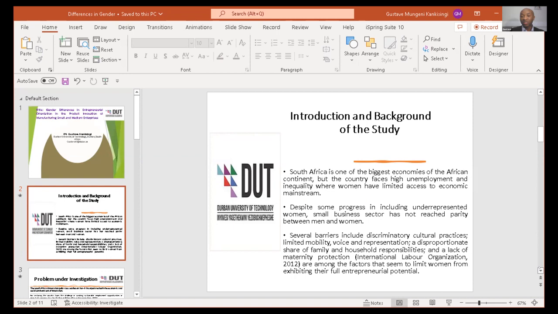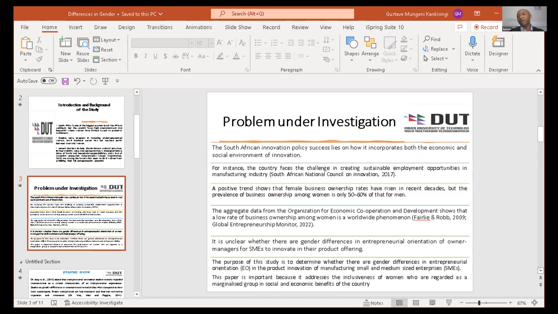The problem under investigation is simply that South African innovation policy success lies in how it incorporates both the economic and social environment of innovation. For instance, the country faces the challenge of creating sustainable employment opportunities in the manufacturing industry. Having said that, a positive trend shows that female business ownership rates have risen in recent decades. But the prevalence of business ownership among women is only 50 to 60 percent of that for men. The aggregate data from the Organisation for Economic Co-operation and Development shows that a low rate of business ownership among women is a worldwide phenomenon.